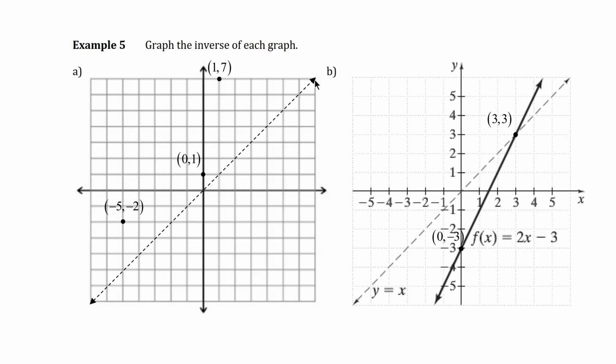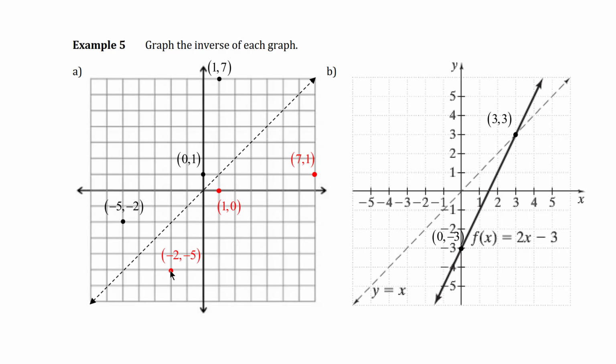Next, we graph the inverse function by using the definition. The inverse function contains all of the ordered pairs that are contained in f, except that the x and y coordinates are interchanged. So for example, this graph has -5, -2. That means the inverse function would have the point -2, -5, which I plotted on the graph over here.